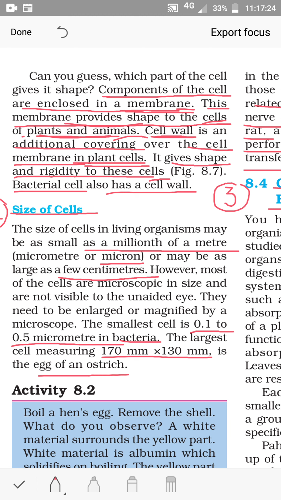And what is the function of this? It gives shape and rigidity to these cells. Bacterial cells also have a cell wall.